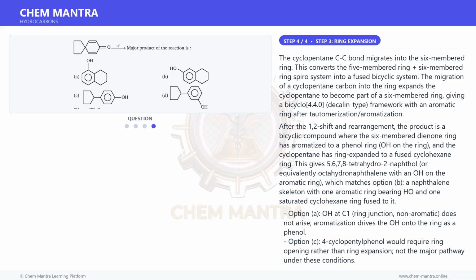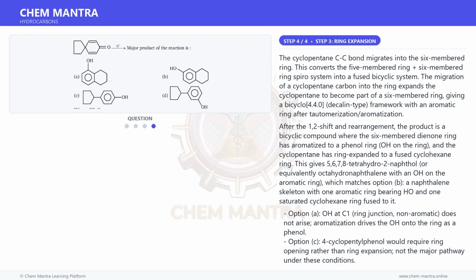And for the final step, the cyclopentane C-C bond migrates into the 6-membered ring. This converts the 5-membered ring plus 6-membered ring spiro system into a fused bicyclic system. The migration of a cyclopentane carbon into the ring expands the cyclopentane to become part of a 6-membered ring, giving a bicyclo[4.4.0] decalin type framework with an aromatic ring after tautomerization and aromatization.